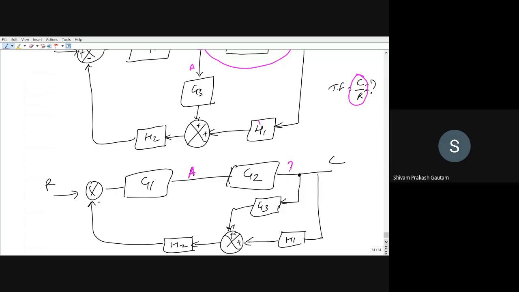Sir, it will be AG2 only. Yes, so it will be A G2, correct? Now, what will be flowing in this branch?